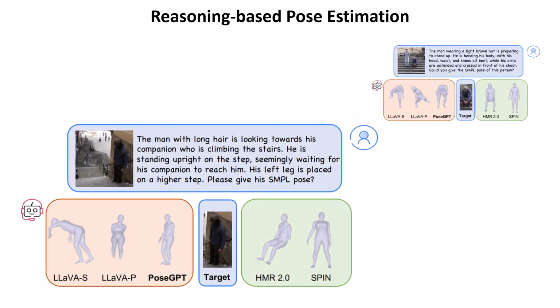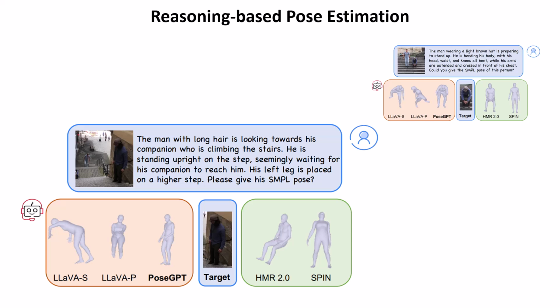Another example could be something like this, where we can say that we are interested in the man with the long hair looking towards his companion who is climbing the stairs. He's standing upright on the step. And we can see that once this description is given, PoseGPT generates something that is even more accurate than these HMR2 and SPIN.